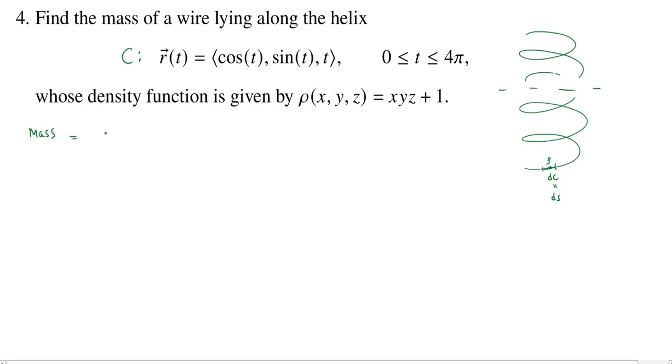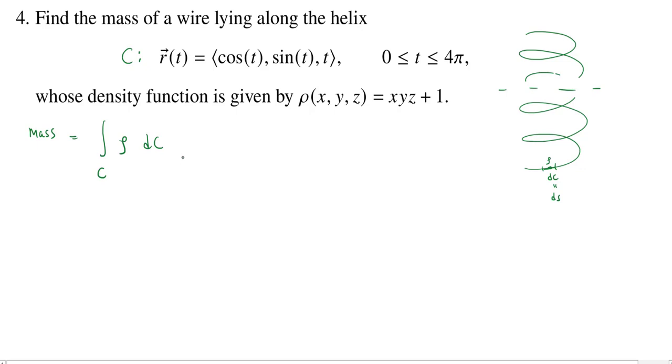So the mass then, we're just going to get by then taking the limit as the number of these little intervals goes to infinity and the size of them goes to 0. That is, we're going to compute an integral. Okay, and so we're just going to multiply the density function by the length of these little arcs, which we can call dc or ds.